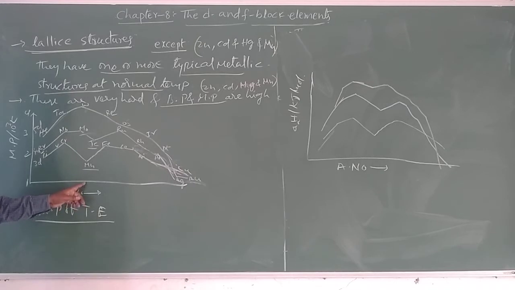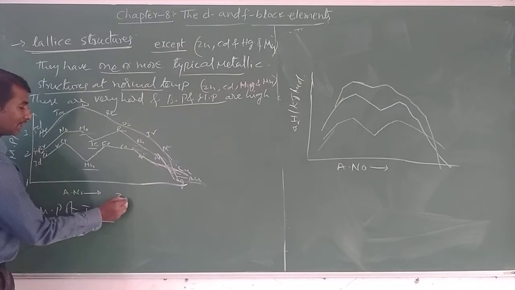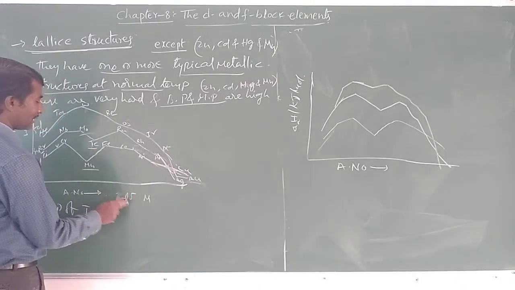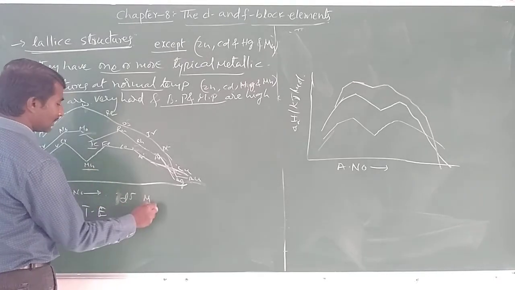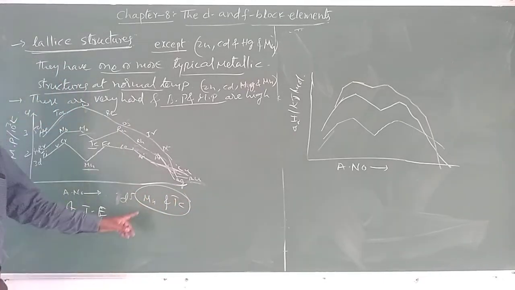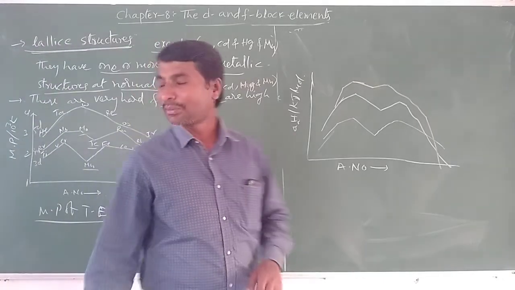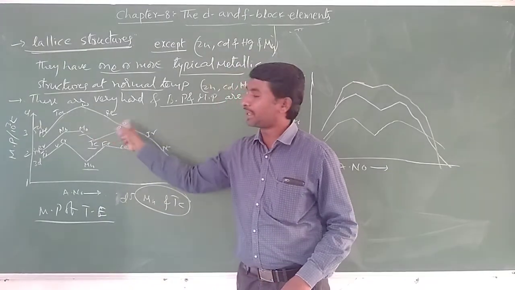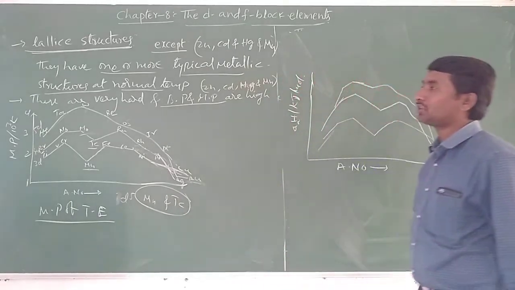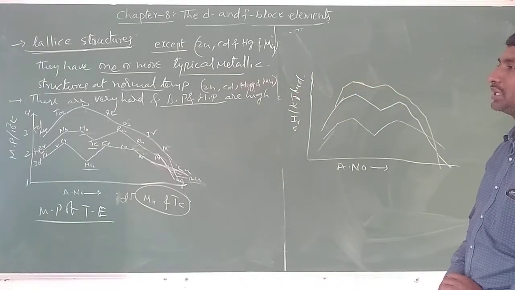These have different melting points. Why? Because there is a suddenly lower value, because of the more stable electronic configuration, that is d5. So manganese and technetium show anomalous properties compared to the remaining elements. That is about melting and boiling points.